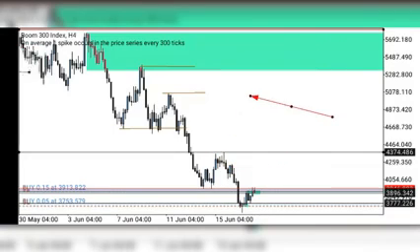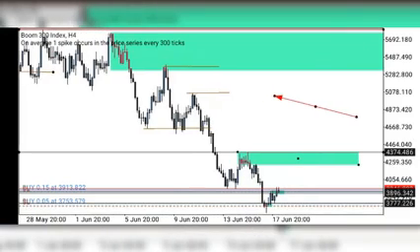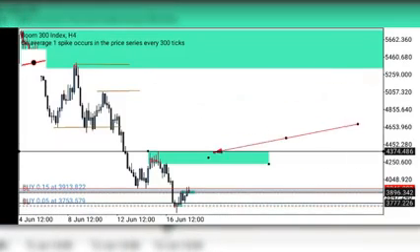So I'll put another color, you can change the color of each zone per time frame you use. So that's how to read market structure. There's nothing hard there. I will just mark this place in case price comes back to test.